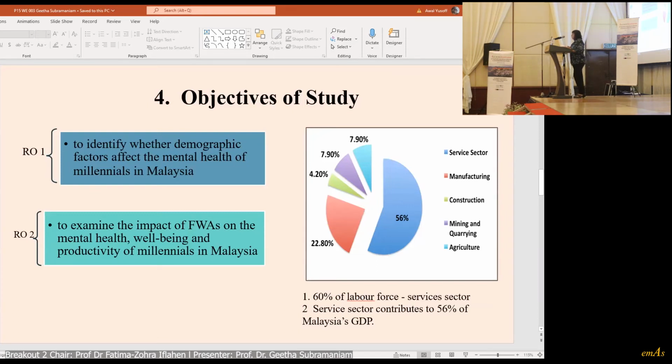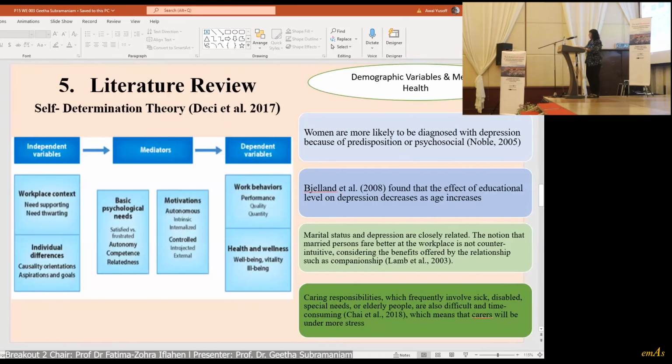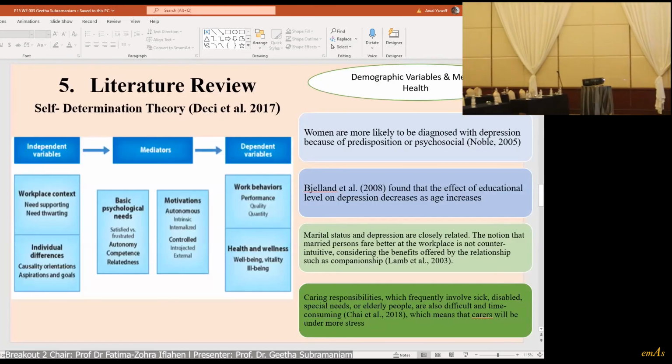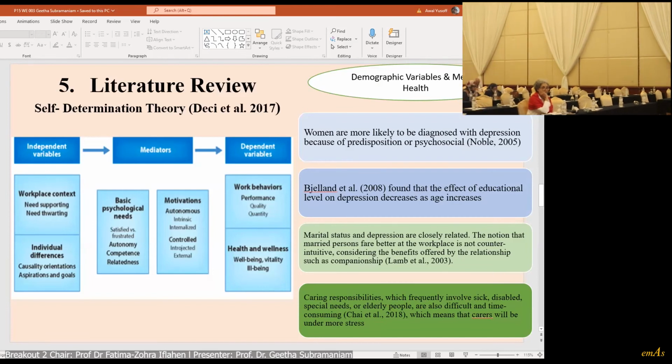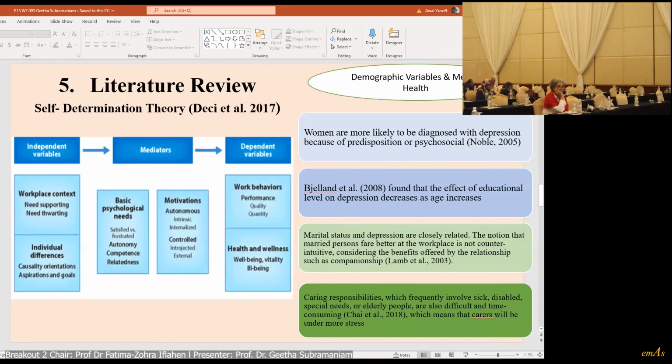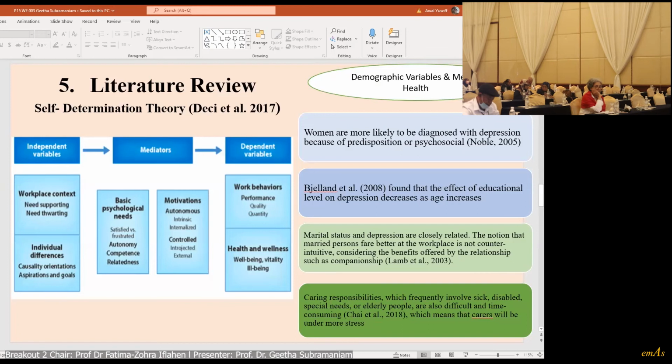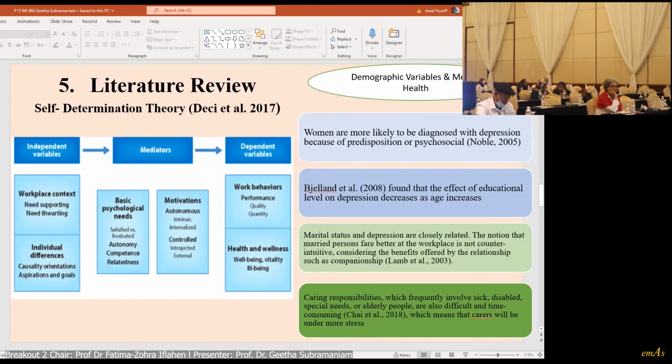You can see in the chart there, in Malaysia, like in many other developing countries, 60% of the labor force are in the services sector. And as for our country, the services sector contributes 56% of our GDP. I might just need to skip the literature review, but I would like to highlight that we use the self-determination theory and the job characteristics theory.